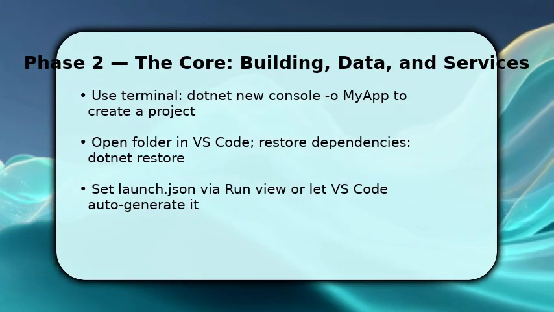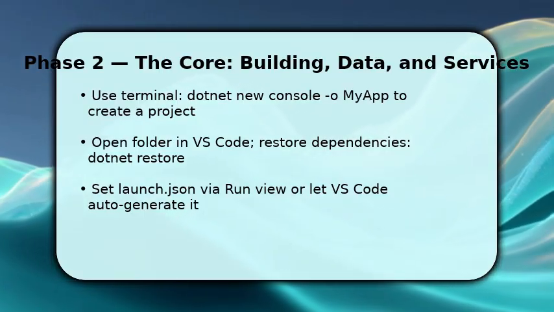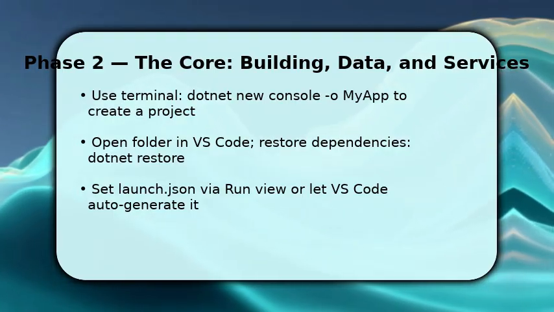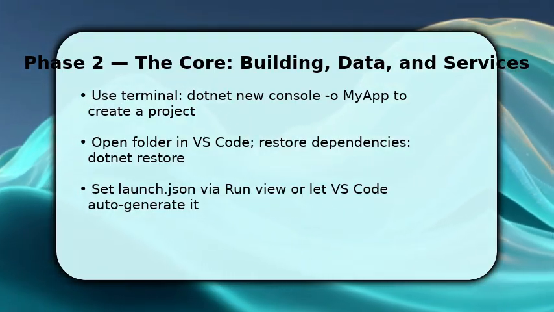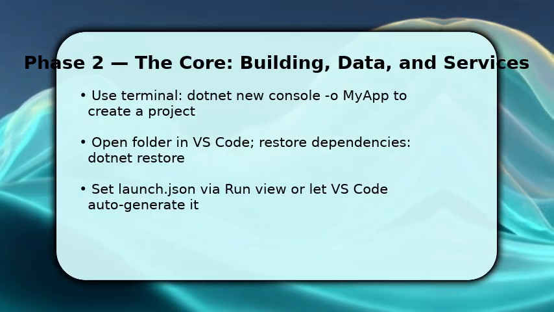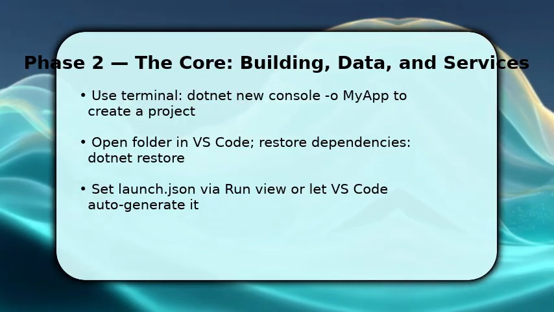Next, create a project with dotnet new console and open that folder in VS Code so the workspace is correct. You run dotnet restore to get packages, then dotnet build to compile. This catches errors early. Use the Run view to configure launch.json or accept the auto-generated profile because it wires the debugger to your project.